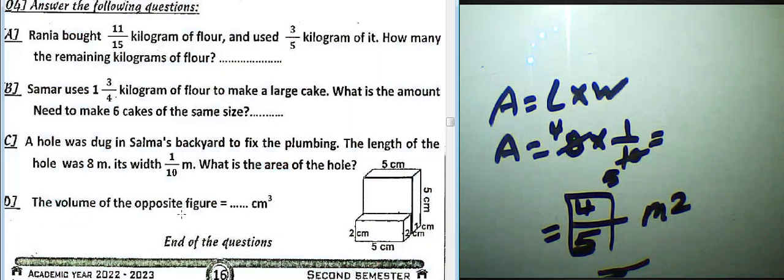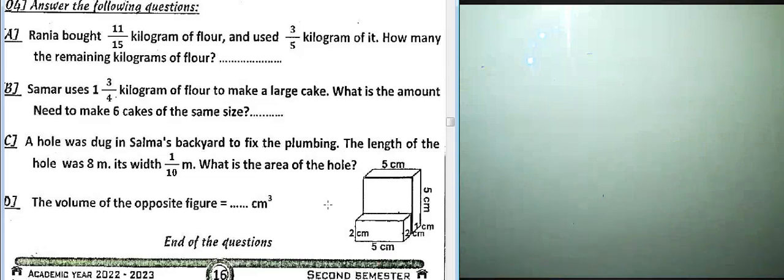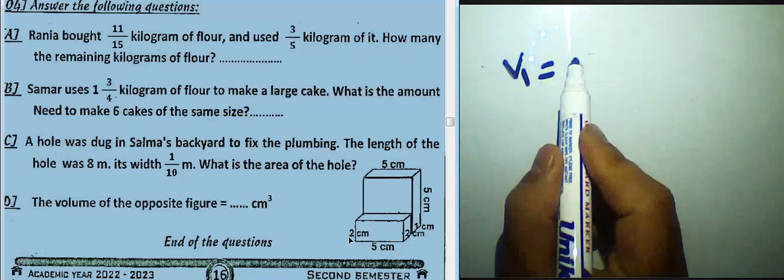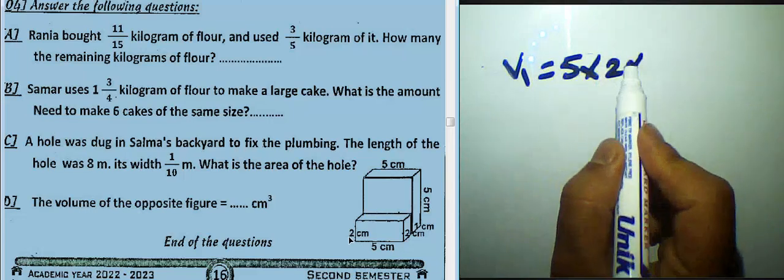Question 10. The volume of the opposite figure. We have here a convex shape. Here we have a first cuboid and a second cuboid. Look with me here. Length here 5 centimeters and width 2 centimeters and height 2 centimeters. It's the volume number 1. 5 times 2 times 2.